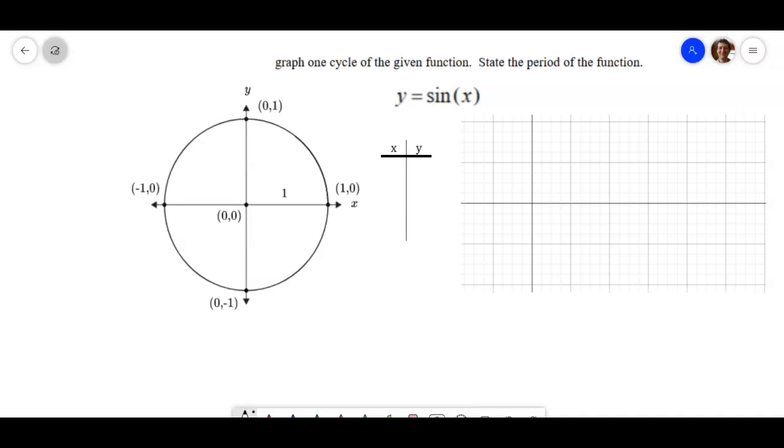Okay, let's take a look at graphing one cycle of the sine wave. The instructions are: graph one cycle of the given function, and state the period of the function.